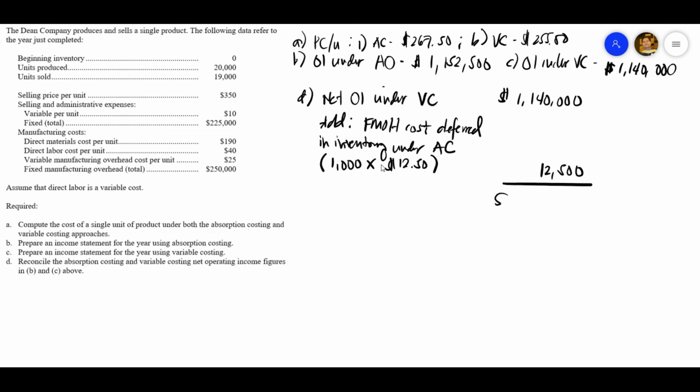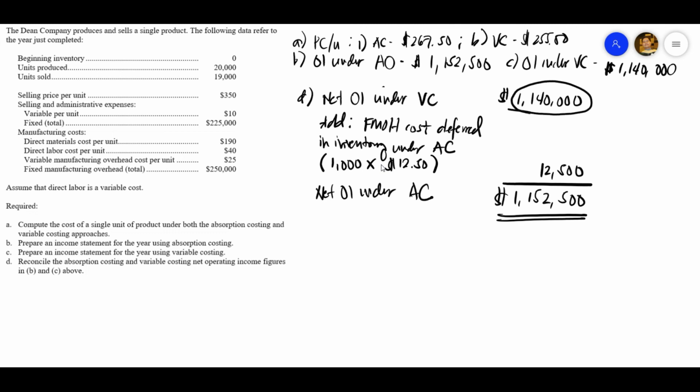Okay, the resulting value when we add both should be your net operating income under absorption costing. So how much is that? It's 1,152,500. Amazing, right? So we have your net operating income under variable costing of $1,140,000, and the reconciled amount pertaining to our net operating income under absorption costing is also here.